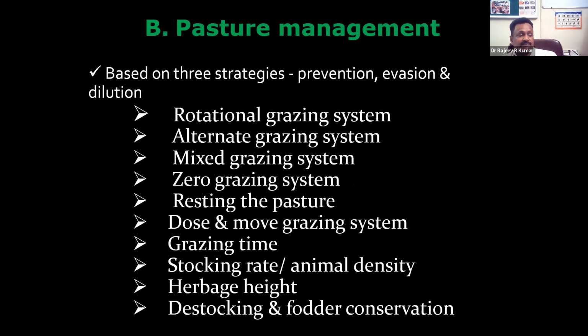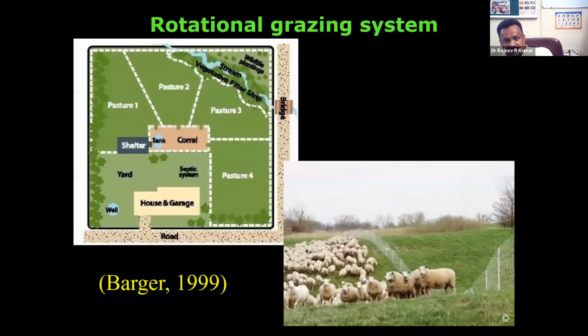It is an important part of controlling gastrointestinal nematodes in field conditions. As we know, the disease occurs in animals through ingestion of contaminated herbage. This is the major source. If we know how to manage the pasture, then we can easily reduce the intensity of infection. These are the different kinds of pasture management systems: rotational grazing system, alternate grazing system, etc.